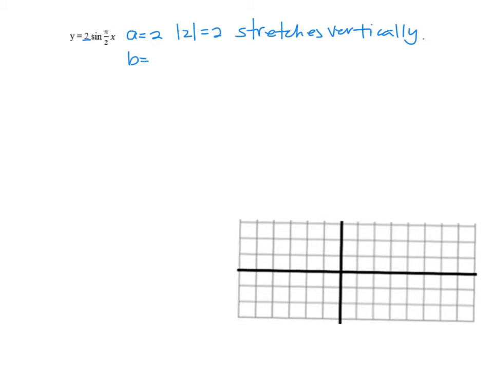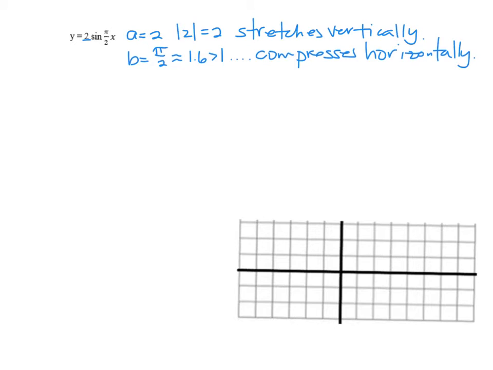B is pi over 2. And pi over 2 is approximately 1.6. So technically that's greater than 1. What that means is we're going to compress horizontally. So it's going to kind of squish in a little bit, which I know is a super technical definition.